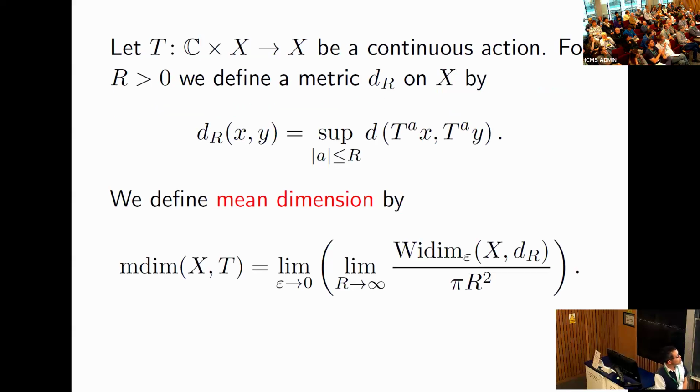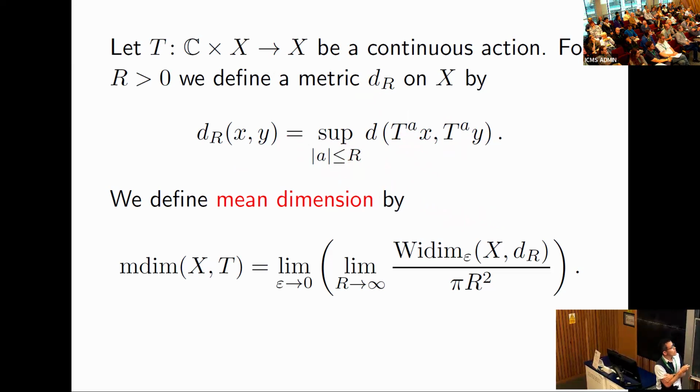Now we can consider mean dimension. X is still some compact metric space, and in this case, we consider a group action on it. We assume that the group C continuously acts on X. Then for any positive number R, we can define a new metric d_R, the so-called Bowen metric, by this formula. Here T_A x and T_A y are orbits of x and y under this action. So we try to measure the distance between two orbits over this time. So we have a family of metrics.